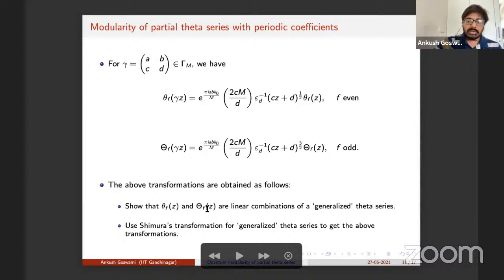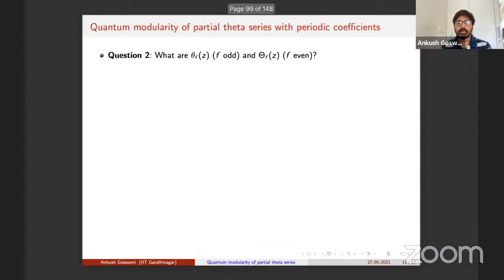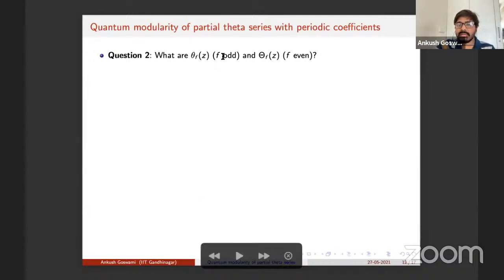So basically that is the idea. Okay, so now the question is what happens? We already saw in the previous slide that when f is even, small theta sub f of z satisfies the transformation property, and similarly when f is odd, capital theta sub f of z satisfies the transformation property. So the question here is what happens when f is odd, and in here what happens when f is even. If we can answer this question, this will answer the question that we posed as question 1. That is basically what we are trying to do now.